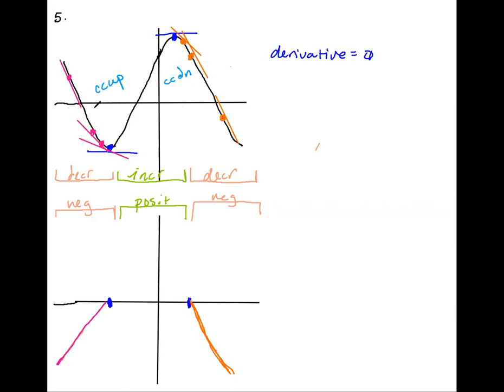Okay. So there's a point where we transition from being concave up into being concave down. And that point is called the inflection point.